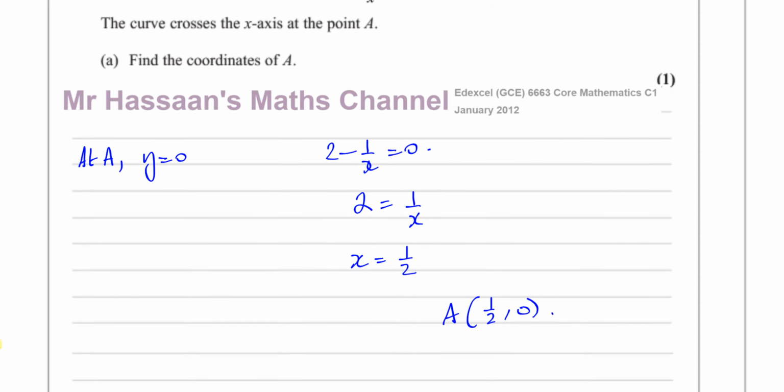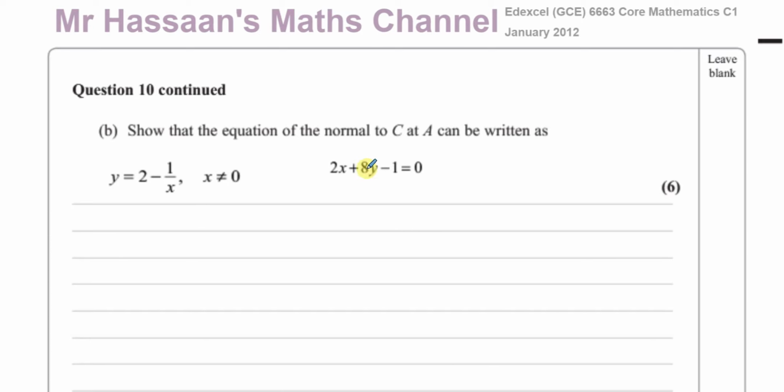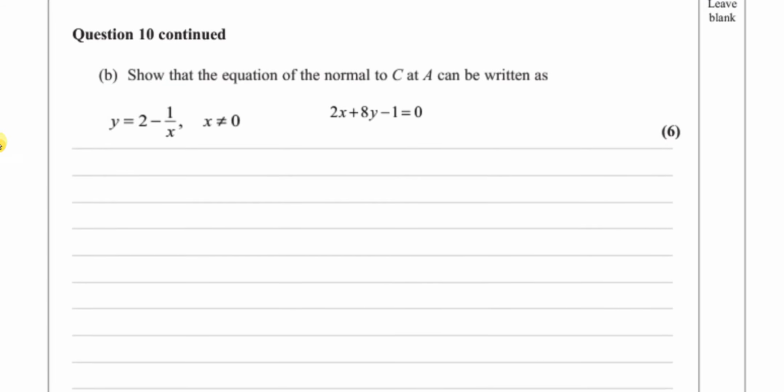Now part B tells us to show that the equation of the normal to C at A can be written as 2x plus 8y minus 1 equals 0. So basically we have to find the equation of the normal to C at A. A is the point a half, 0, as we said.